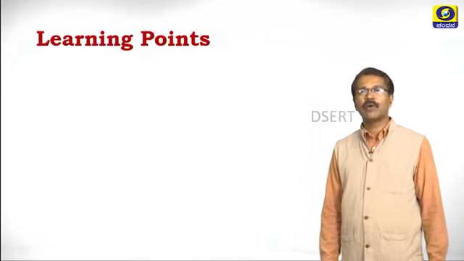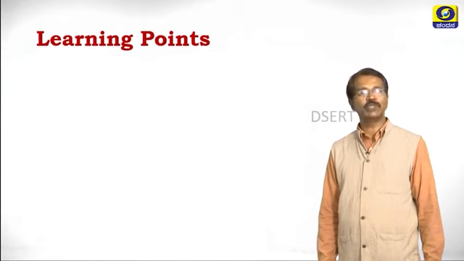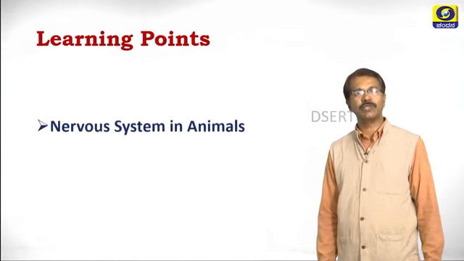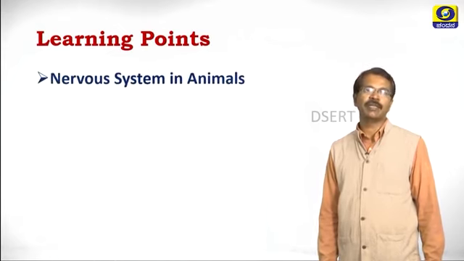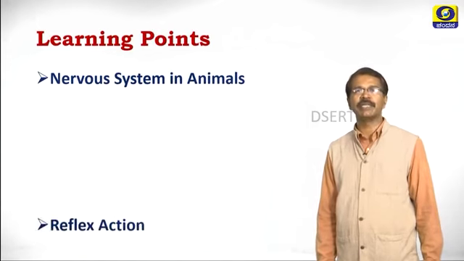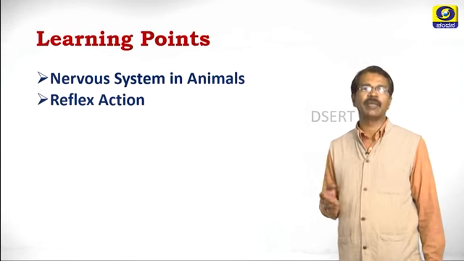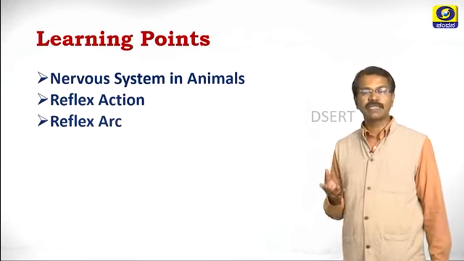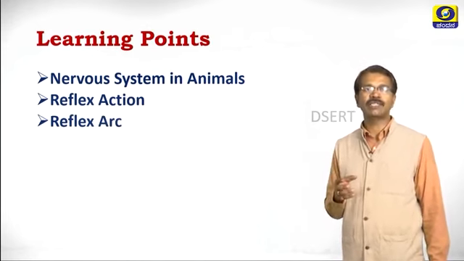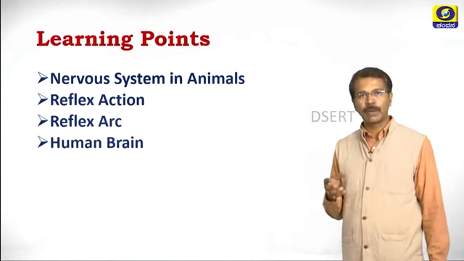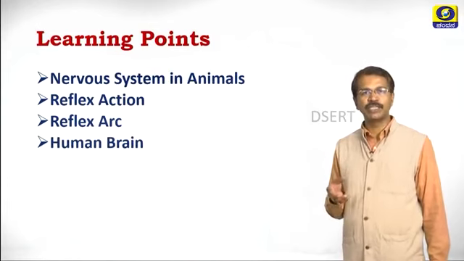Today let us revise the chapter Control and Coordination. In this chapter, the learning points we have to cover include the nervous system in animals, even in the case of human beings. Next is how reflex action occurs in animals, and what about the reflex arc. Even this you have studied. Next is the human brain, its parts and its functions.